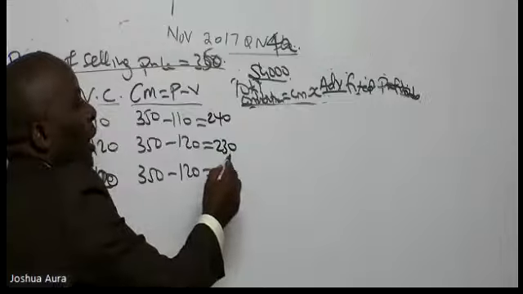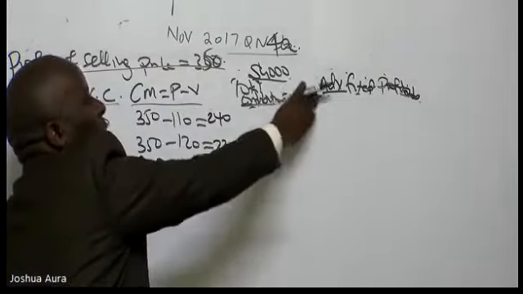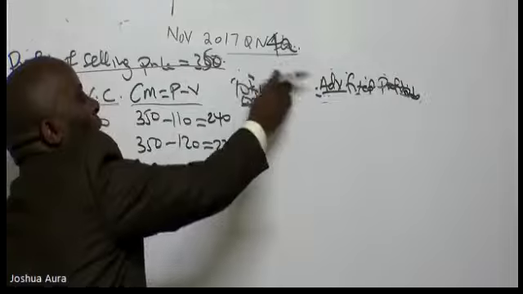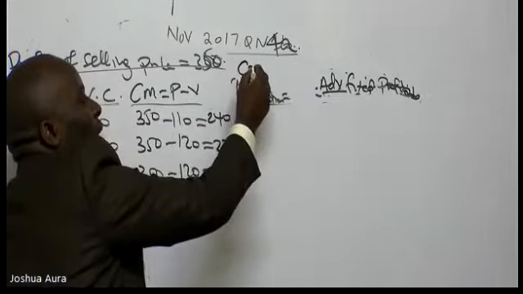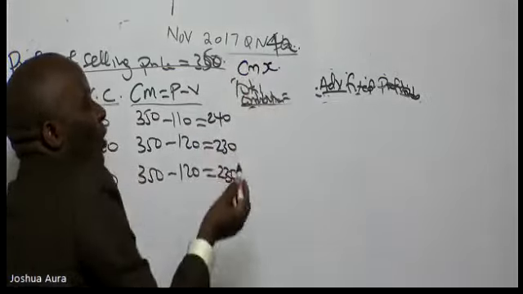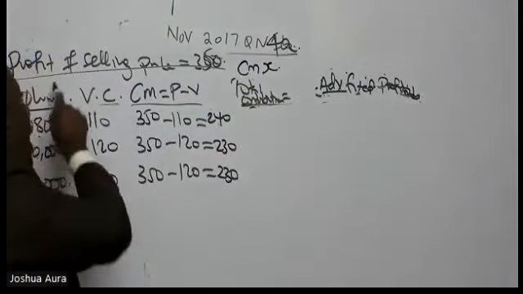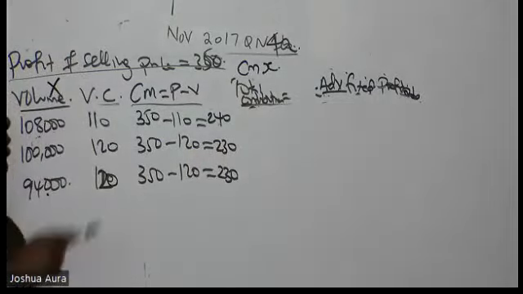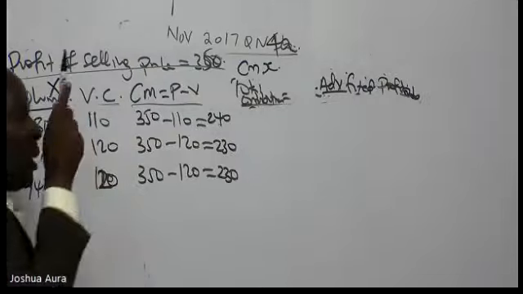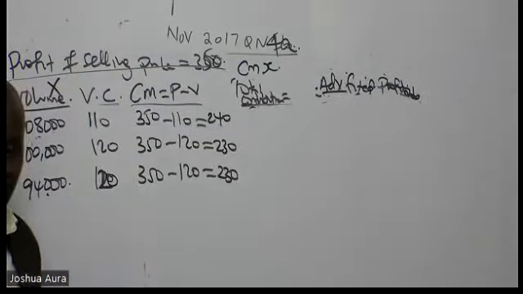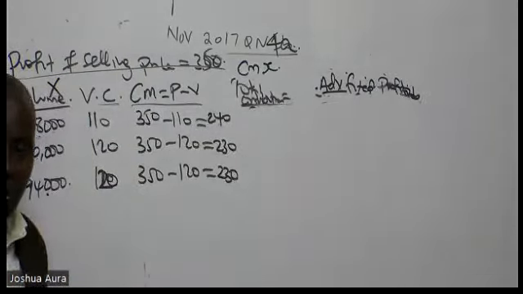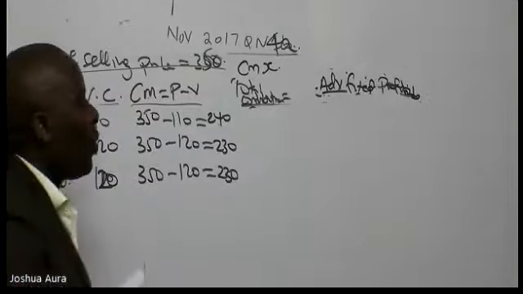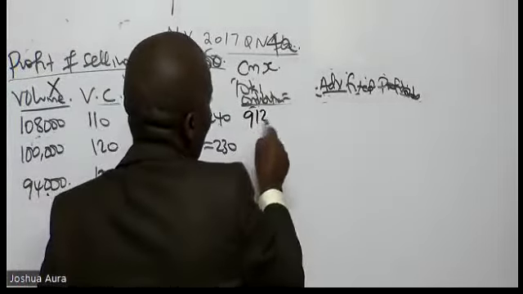So having gotten that, now we can easily get the total contribution in shillings thousands. Remember, for us to get total contribution, we take contribution per unit times the number of units. So we take the number of units and the contribution margin, divided by 1,000 because our figures are in thousands. So the first one, according to Gordon, is 9,124.